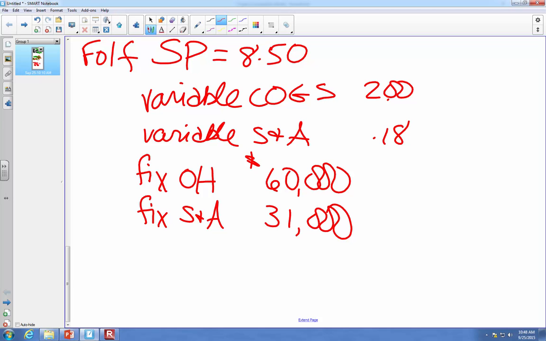First off, what do you think we're going to need to calculate before we even start this project? You've got to get me CM in dollars and CM in percentage. And then I go right into break even in dollars and break even in percentage. Try and do this without looking at your notes.